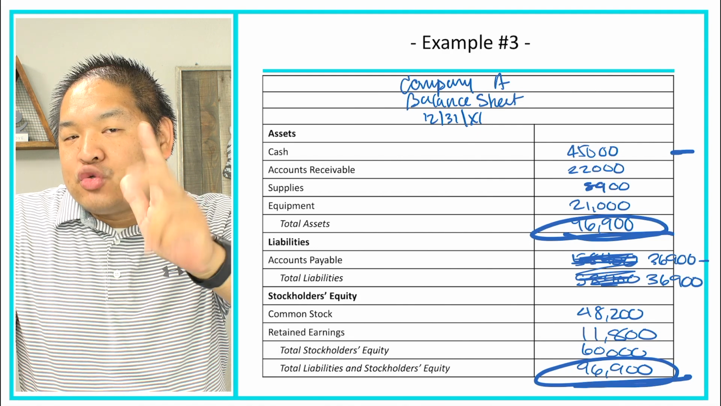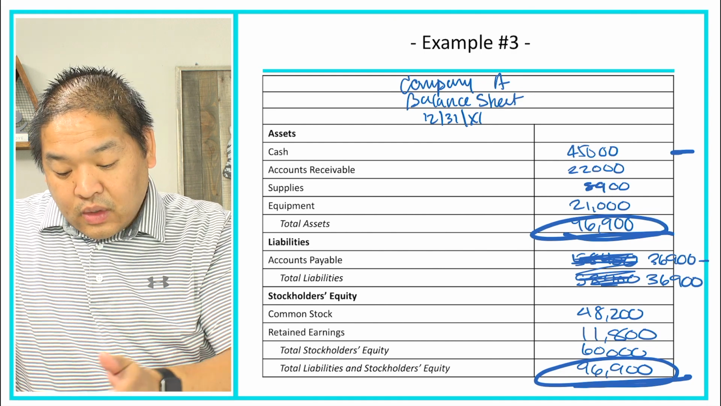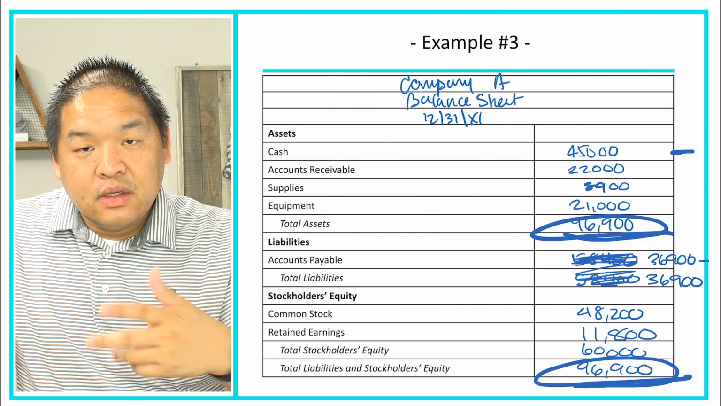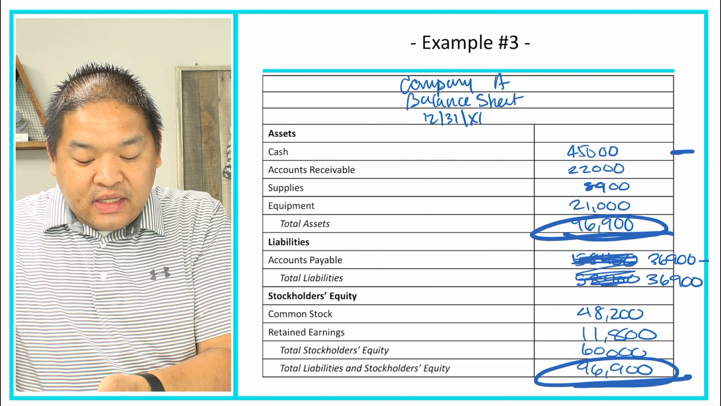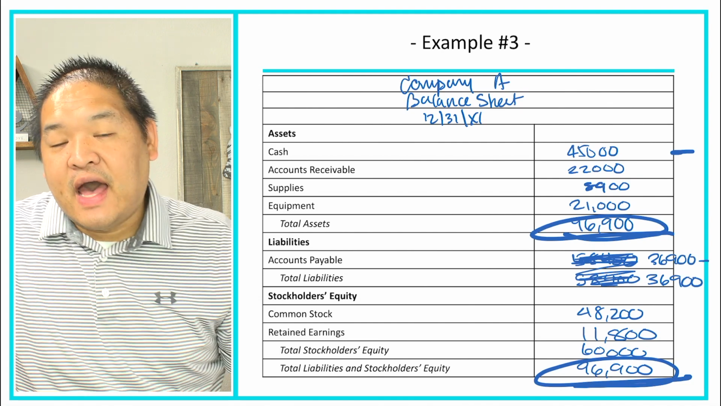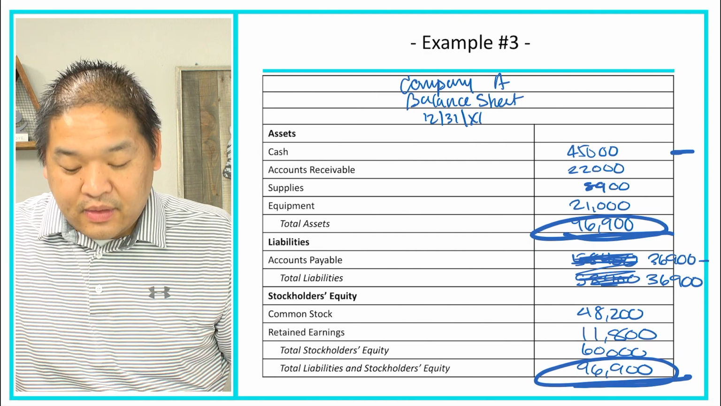But what about if cash wasn't $45,000? Let's say it was $25,000. Could they still pay it? Well, essentially, no. But if they collect the receivables, that would give us 25 plus 22 is 47,000. So conceivably, yes, they could pay their liabilities.